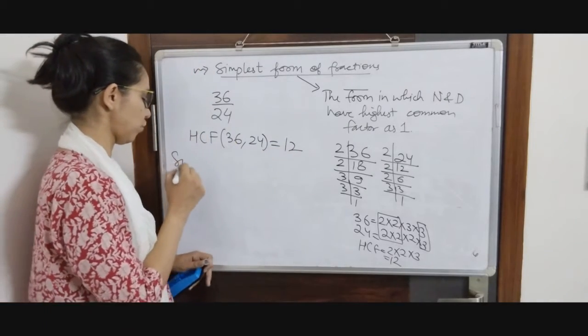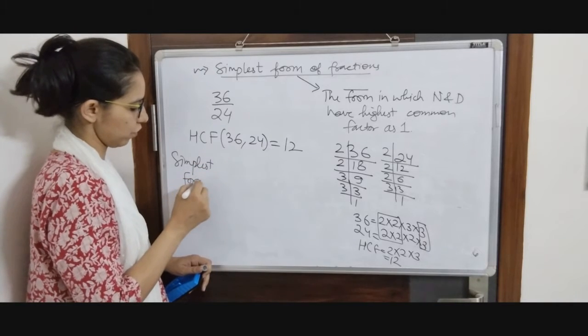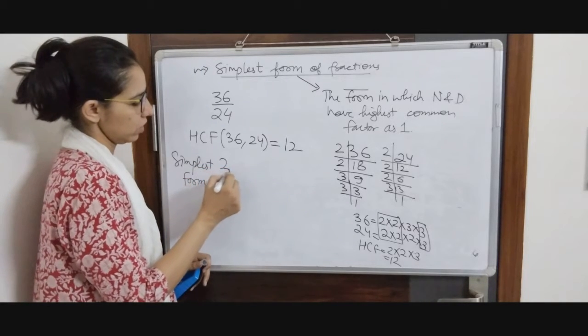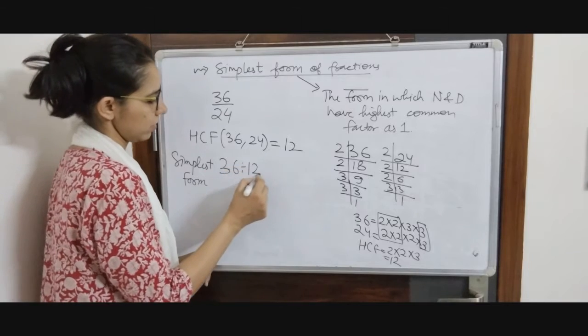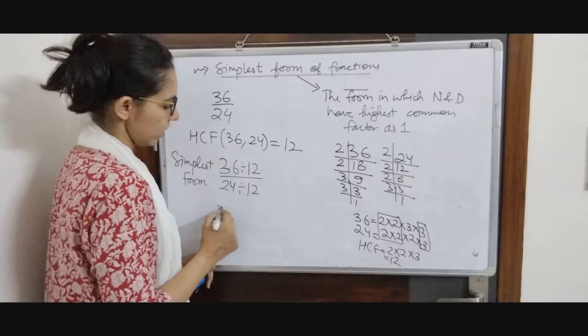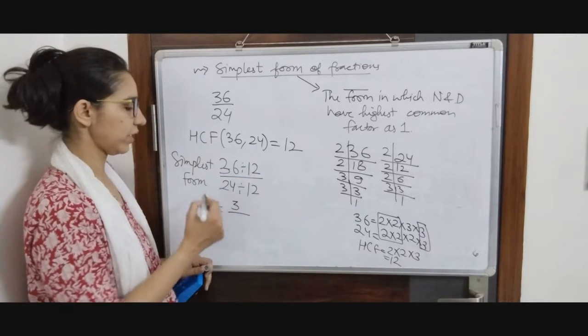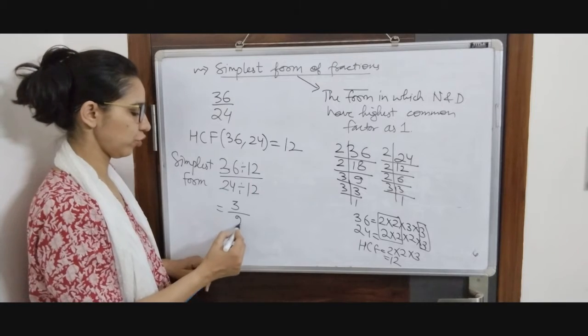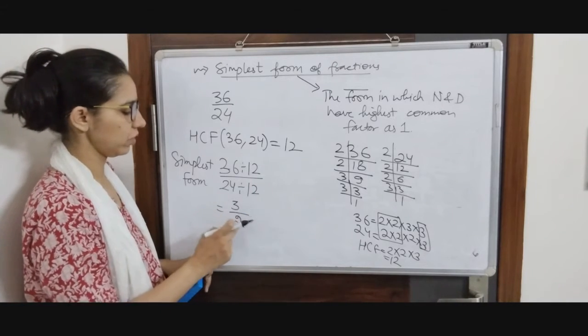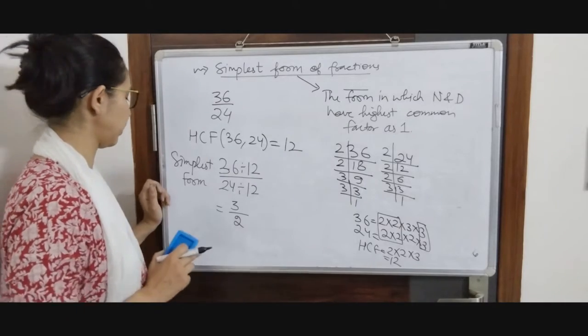Now your simplest form of the fraction is going to be 36 divided by 12 over 24 divided by 12. When we are dividing 36 by 12, it is going to be 3, and when we are dividing 24 by 12, it is going to be 2. So this is going to be the simplest fraction of this given fraction.